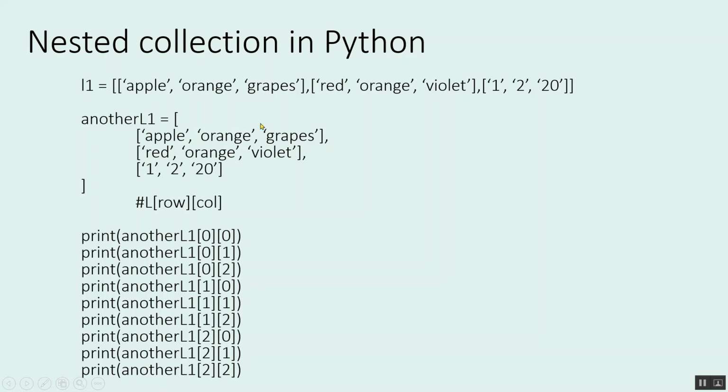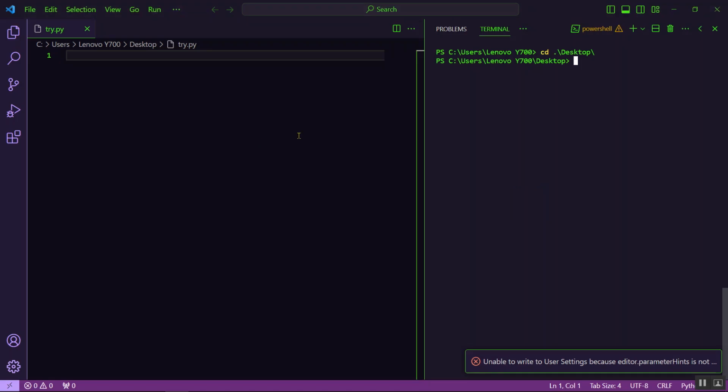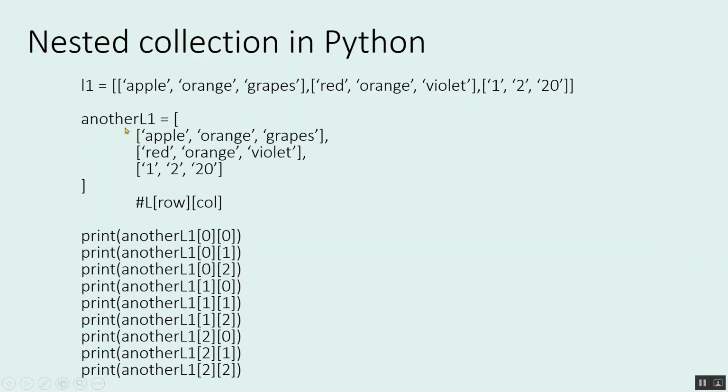We do this in order for us to visualize what would be the row and the column of that particular element. Say for example, if we want to access another L1's orange, we have to include the row and column where it belongs. Okay? So let's try this. We're going to use the another L1 representation since it's really easy to trace which rows and columns those elements are included in.